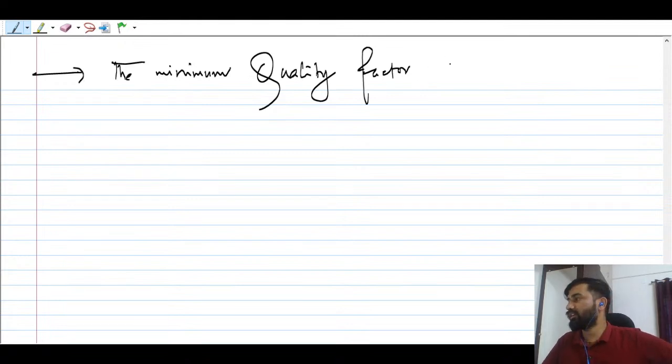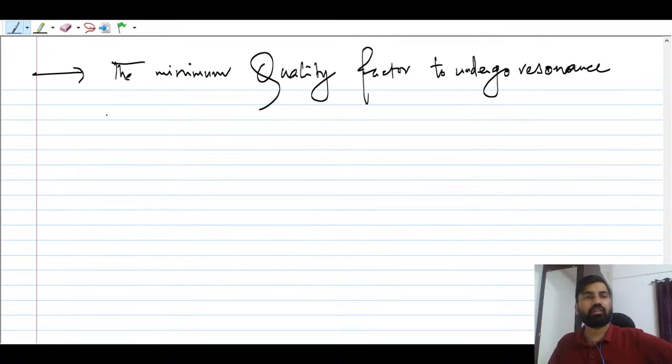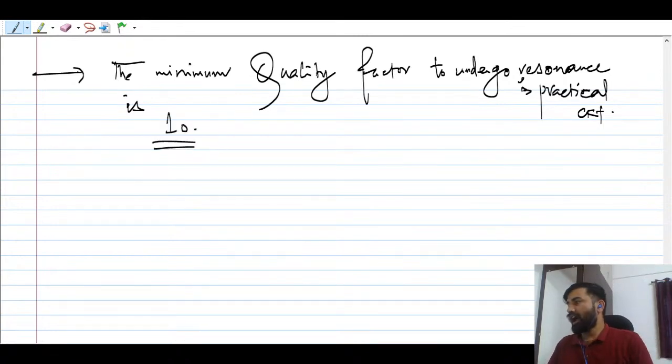So the minimum quality factor we need to undergo resonance in a practical circuit is 10. So minimum it is 10, I hope this makes sense. And maximum as high as like 100. The maxima and minima, that you should know. So these are some ideas that you can have.